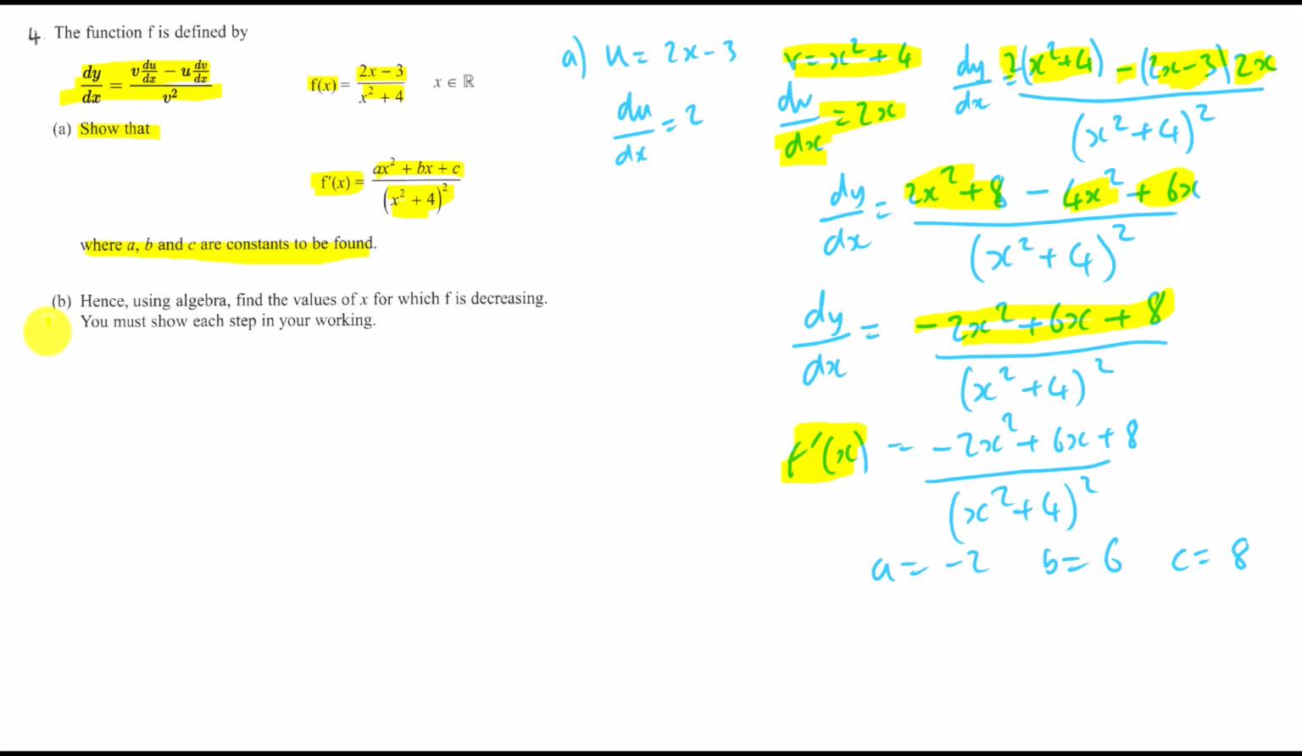Part B says, hence using algebra, find the values of x for which f is decreasing. You must show each step in your working. Now, that's quite straightforward. If it's decreasing, then the gradient function, which is what dy dx is, is less than 0 when it's a decreasing function, or the range that it is decreasing in, right?